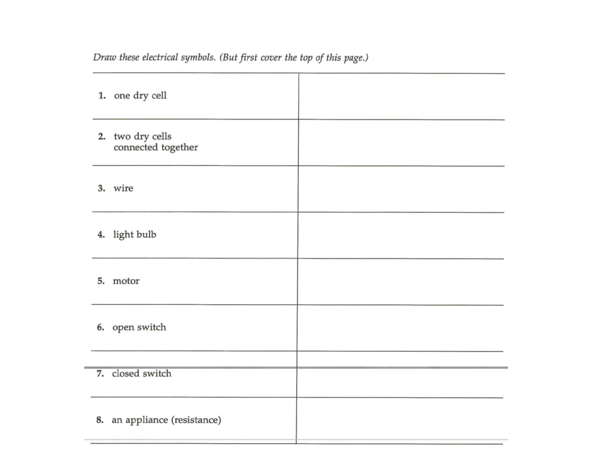So here it says draw them. For one dry cell, this is how you do it. One little line, one big line. The little one is the negative side of the dry cell. The big one is the positive. Two dry cells: one little line, one big line, one little line, one big line, and that shows two. Minus, and this is plus. Minus, and this is plus. Okay? Wire, light bulb, you can try the little thing like that.